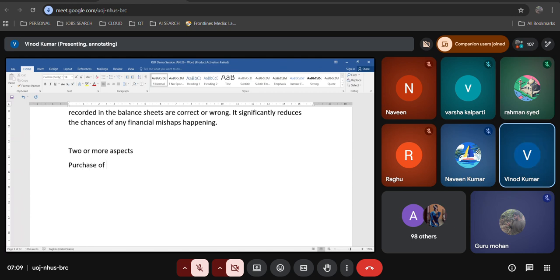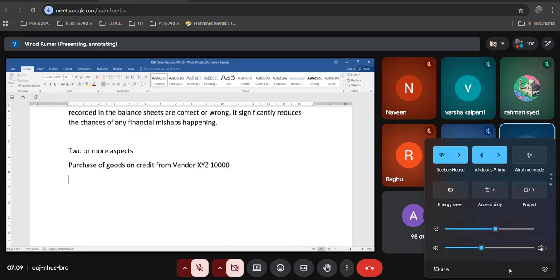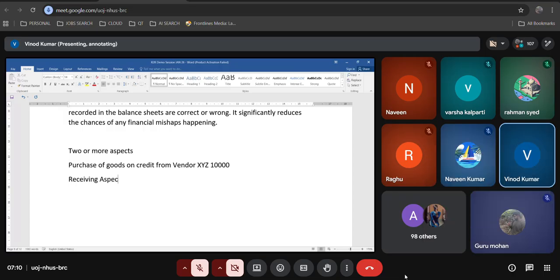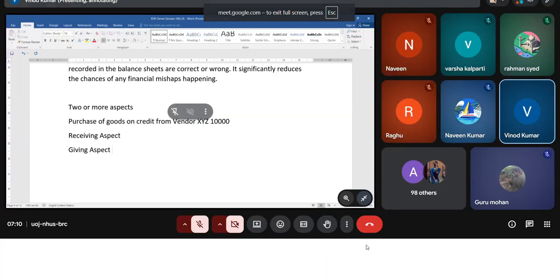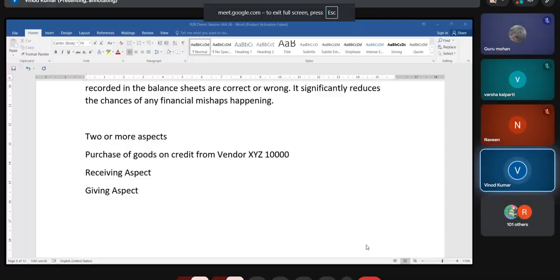Purchase of goods on credit from vendor XYZ for 10,000. In this transaction, there are two aspects involved. One is the receiving aspect and the second one is the giving aspect.